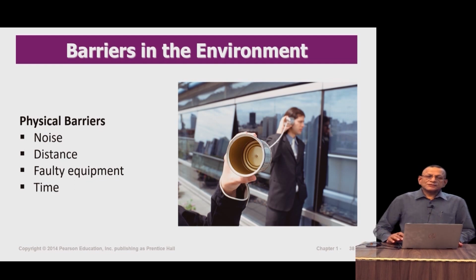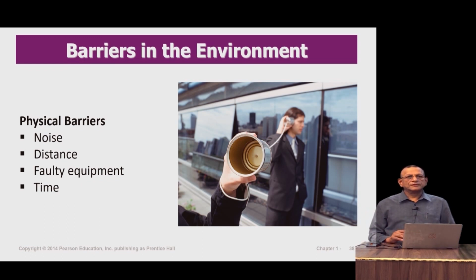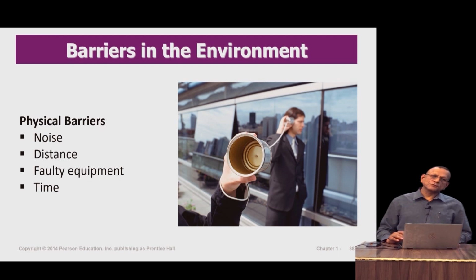Distance. Distance means what? That we are not sitting close enough to be heard properly. So this is like distance. So if you are trying to communicate with someone who is not within a reasonable distance, then obviously it will be treated as a barrier in the environment. Then faulty equipment. You are in a position to see this in the picture, that an old telephone is being used. The equipment is not good enough to help you to communicate with the other person.